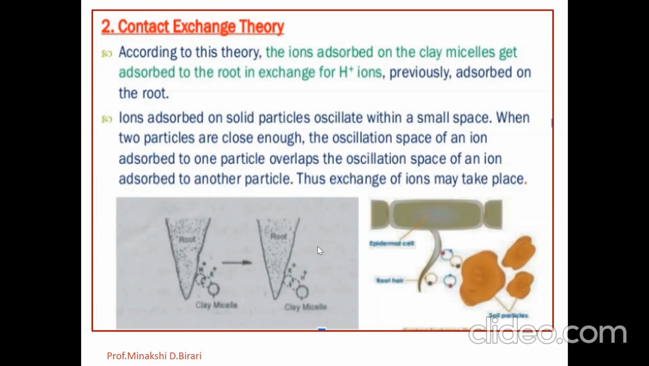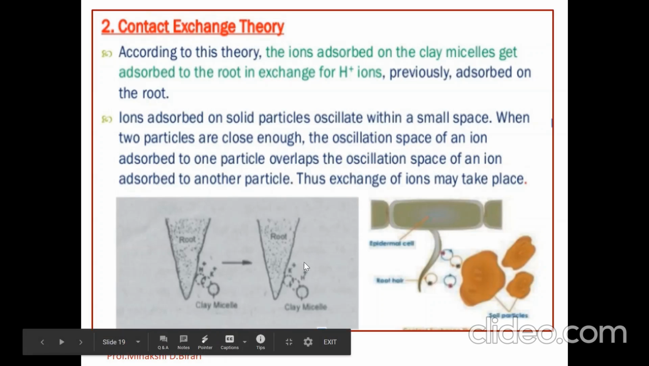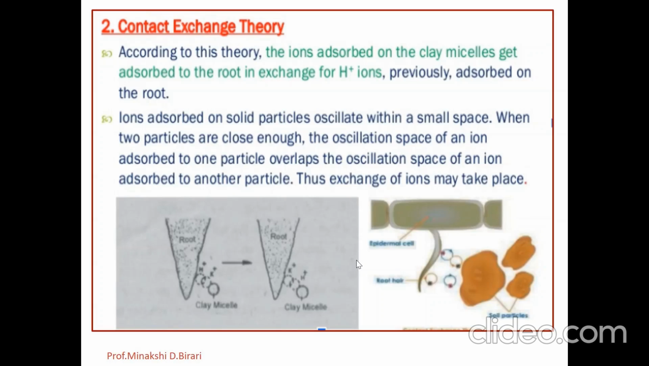In this theory, there is direct exchange of ions between the root surface and clay colloid without participation of free electrolytes. So these ions are adsorbed by plants without being first dissolved in soil solution. In soil solution theory, the ions or the nutrients are first dissolved in water or the moisture, and then there is the formation of soil solution. But in contact exchange theory, without the participation of free electrolyte, these ions are adsorbed by the plants without being first dissolved in soil solution.